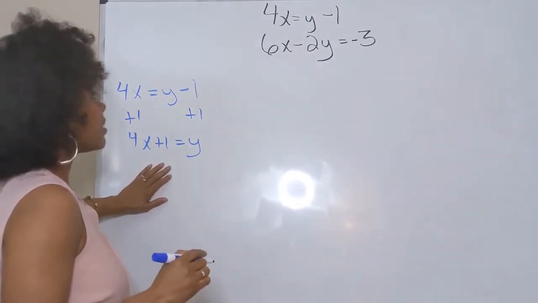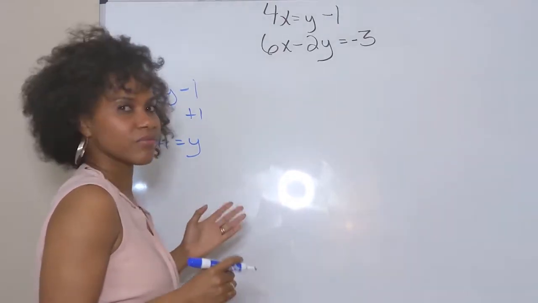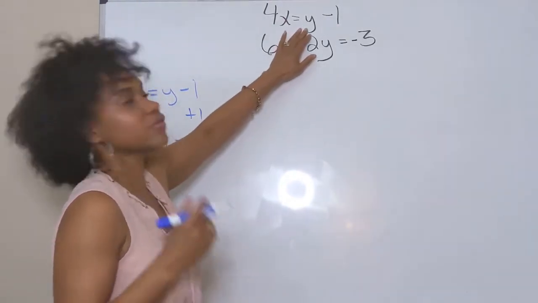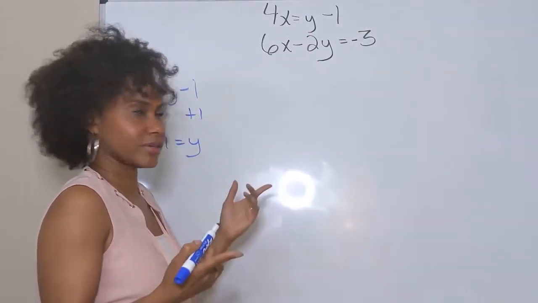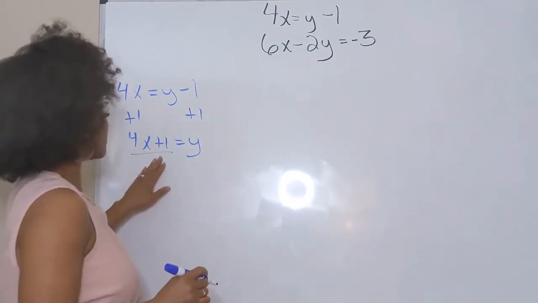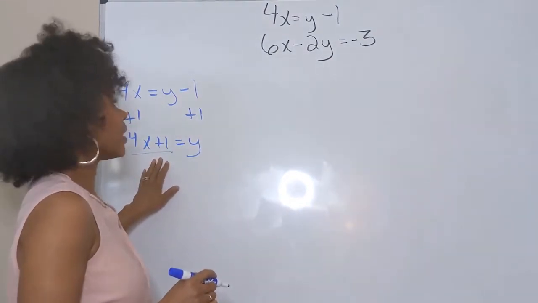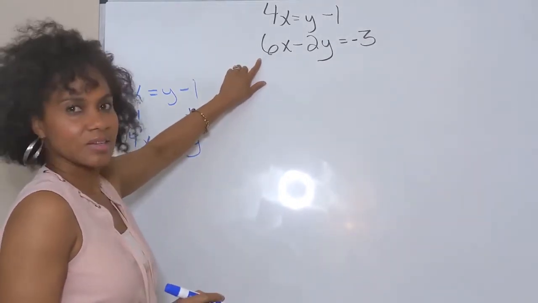And remember, the reason that you want to find the variable that is by itself or has a coefficient of 1 is because when you solve for it, it is just one step. All right. So I have 4x plus 1 equals y. I'm going to plug it back into the other equation that I did not solve for.